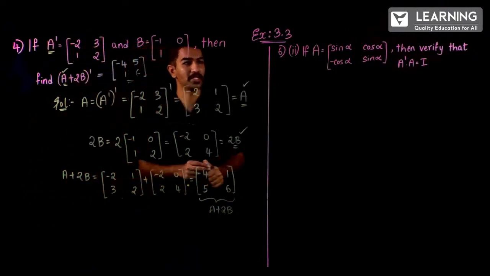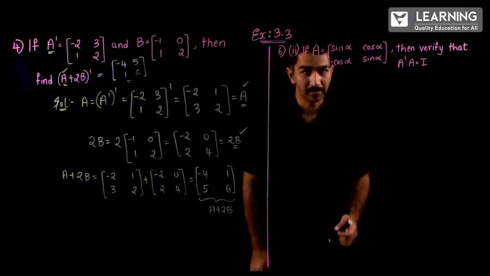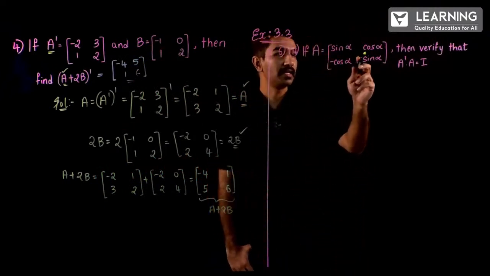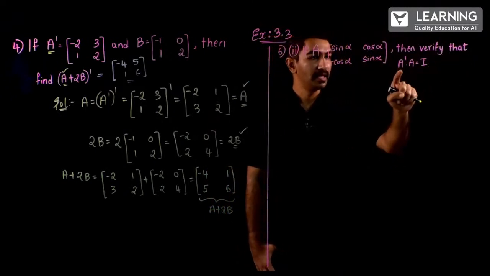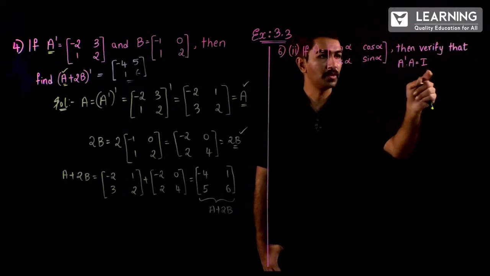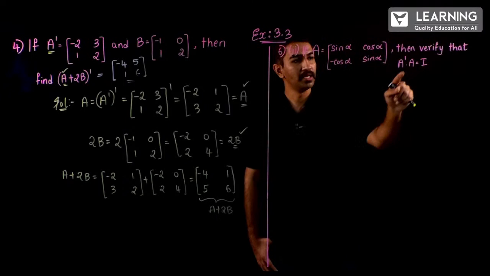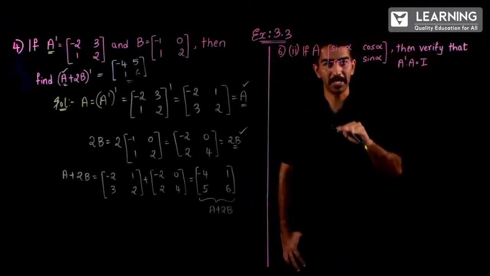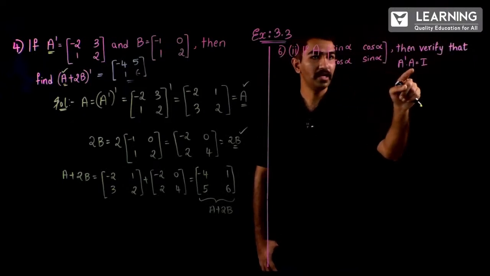Alright, moving on to the next question. Exercise 3.3, question number 6. If A is equal to [[sin alpha, cos alpha], [-cos alpha, sin alpha]], then verify that A'A is equal to I. What is this I, students? Identity matrix. Means the principal diagonal elements are 1 and the other elements are 0.